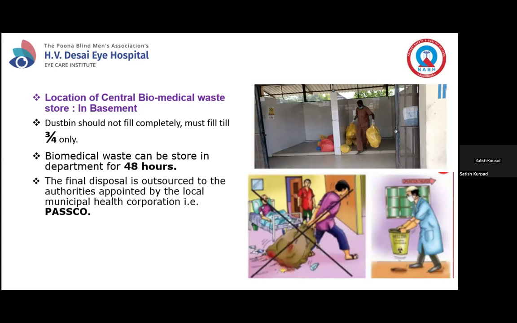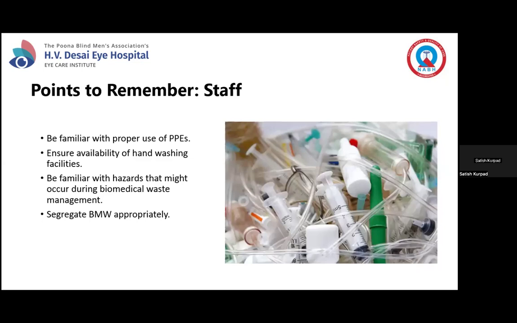Biomedical waste can be stored in the department for 48 hours. The final disposal is outsourced to the authorized agency appointed by the local municipal health corporation, such as PASCO or a similar agency. You can send all the waste to that agency.